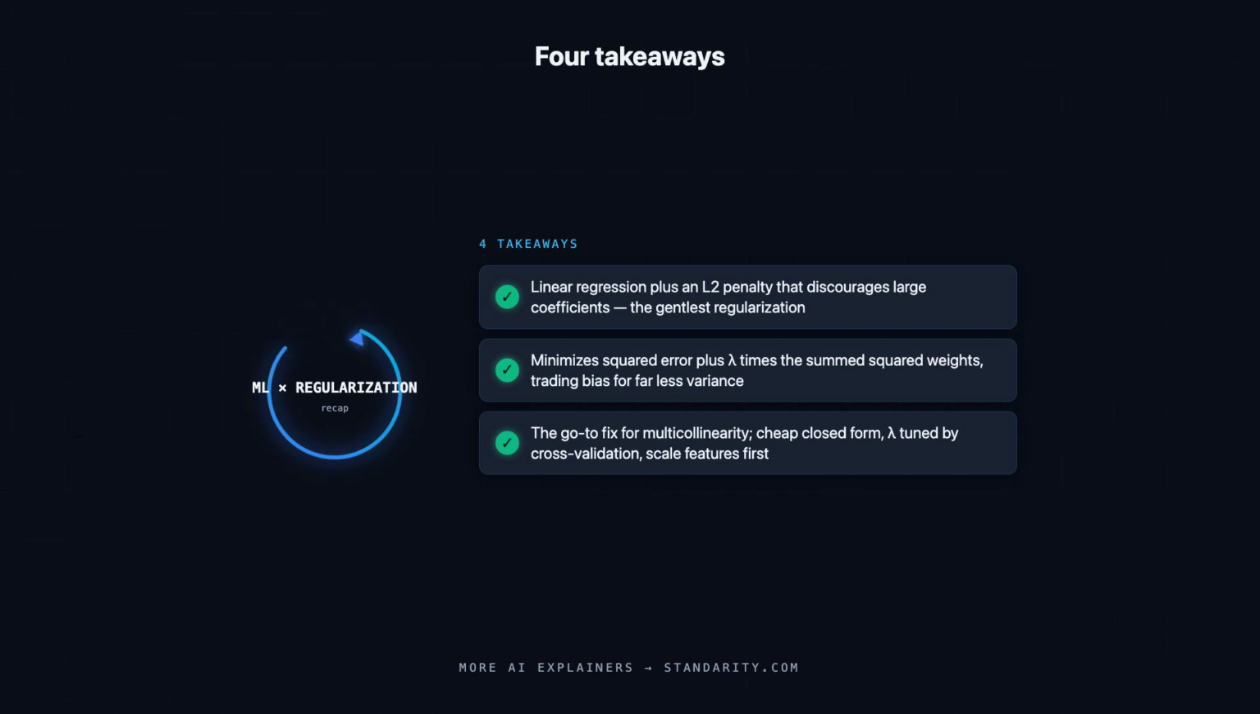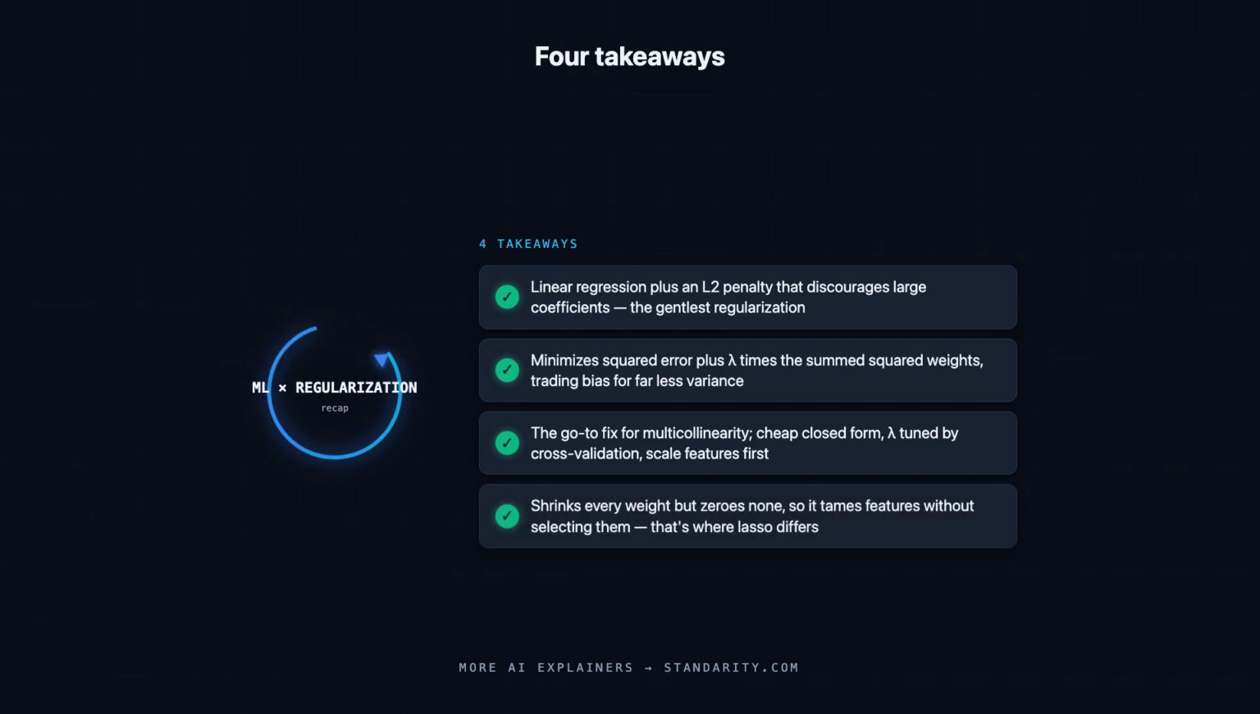It has a cheap closed form, and lambda is tuned by cross-validation, though scaling your features first is essential. Because it never zeroes a weight, Ridge tames every feature but selects none, which is the door Lasso walks through.